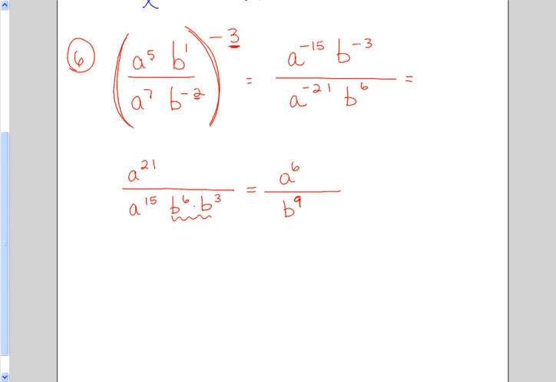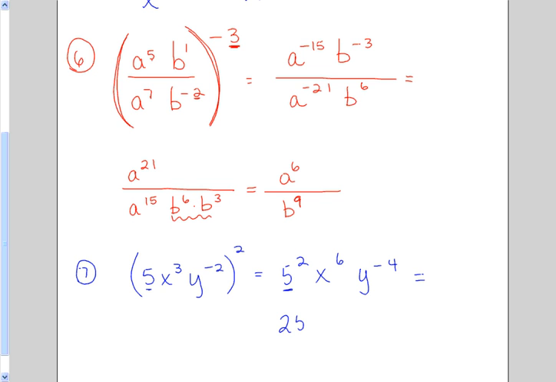Okay, one more example that I hope I can fit in here, and that will be 5x cubed y to the negative 2 all raised to the second power, just because I want to remind you about this coefficient. Okay, remember this means 5 to the second power, x to the sixth power, y to the negative 4 when I multiply. Okay, so 5 to the second power would be 25.